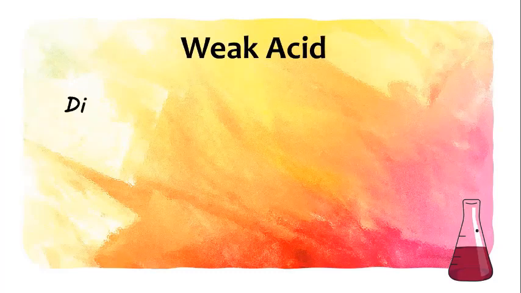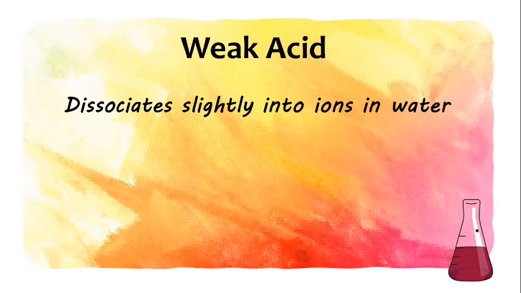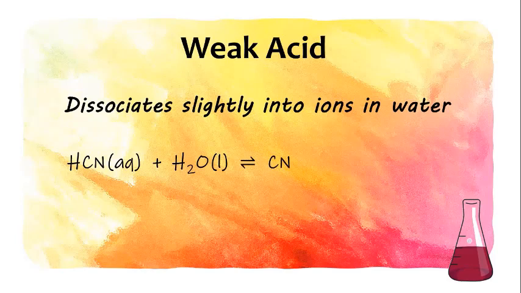Weak acid. Weak acid dissociates slightly into ions in water. For example, HCN plus water produces CN- and H3O+. For this equation, we use reversible arrow to indicate a slight dissociation of an acid.